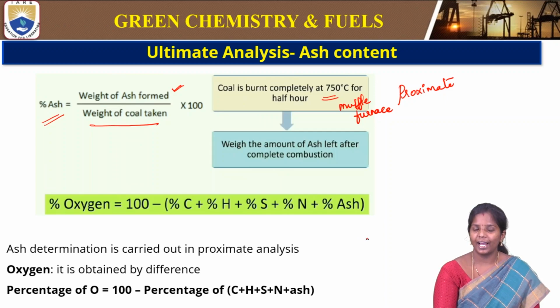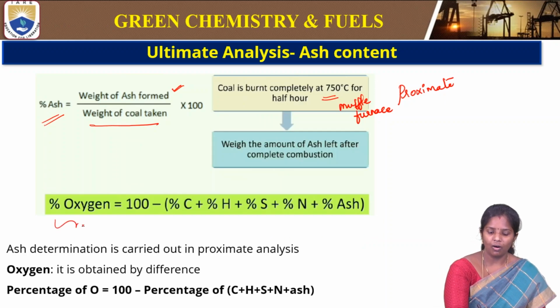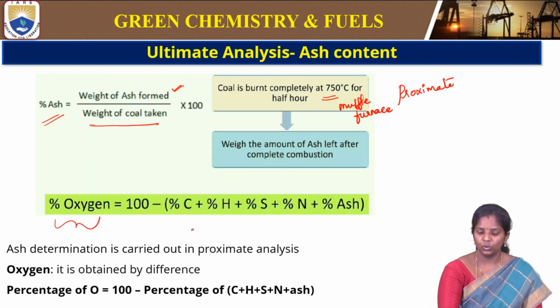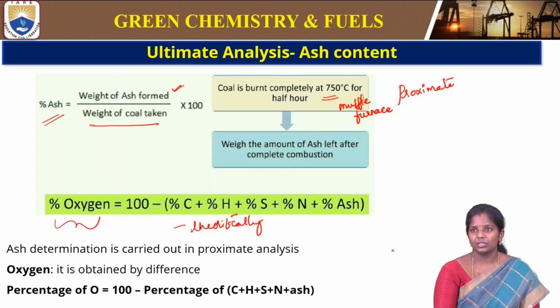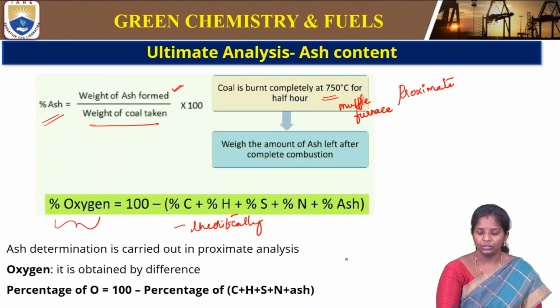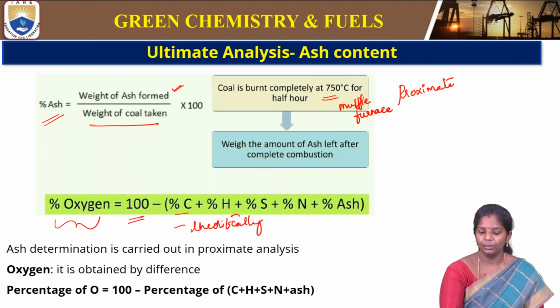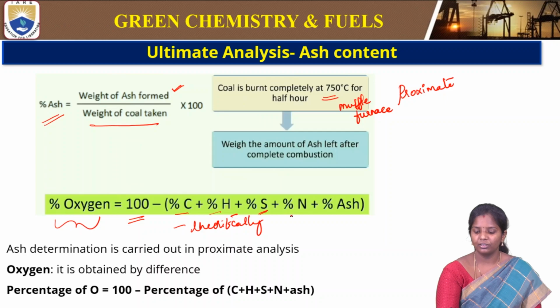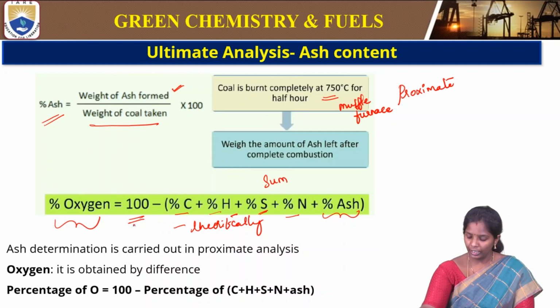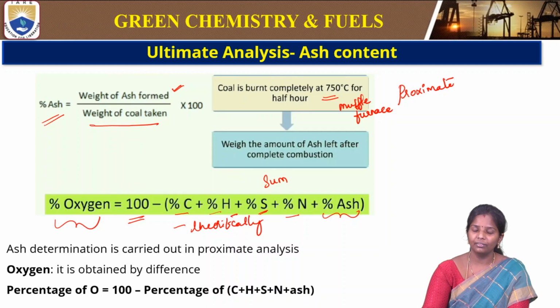So where are we using this ash percentage in the calculations? In the oxygen percent. Why do we have to do only theoretical percent? Theoretically, because during all this process there is an escape of oxygen, so it is very difficult to calculate. So 100 minus percentage of carbon, percentage of hydrogen, percentage of sulfur, percentage of nitrogen, and percentage of ash, the sum of all these is to be subtracted from 100 to obtain the percentage of oxygen. So this will give the percentage of oxygen present in that particular coal sample.